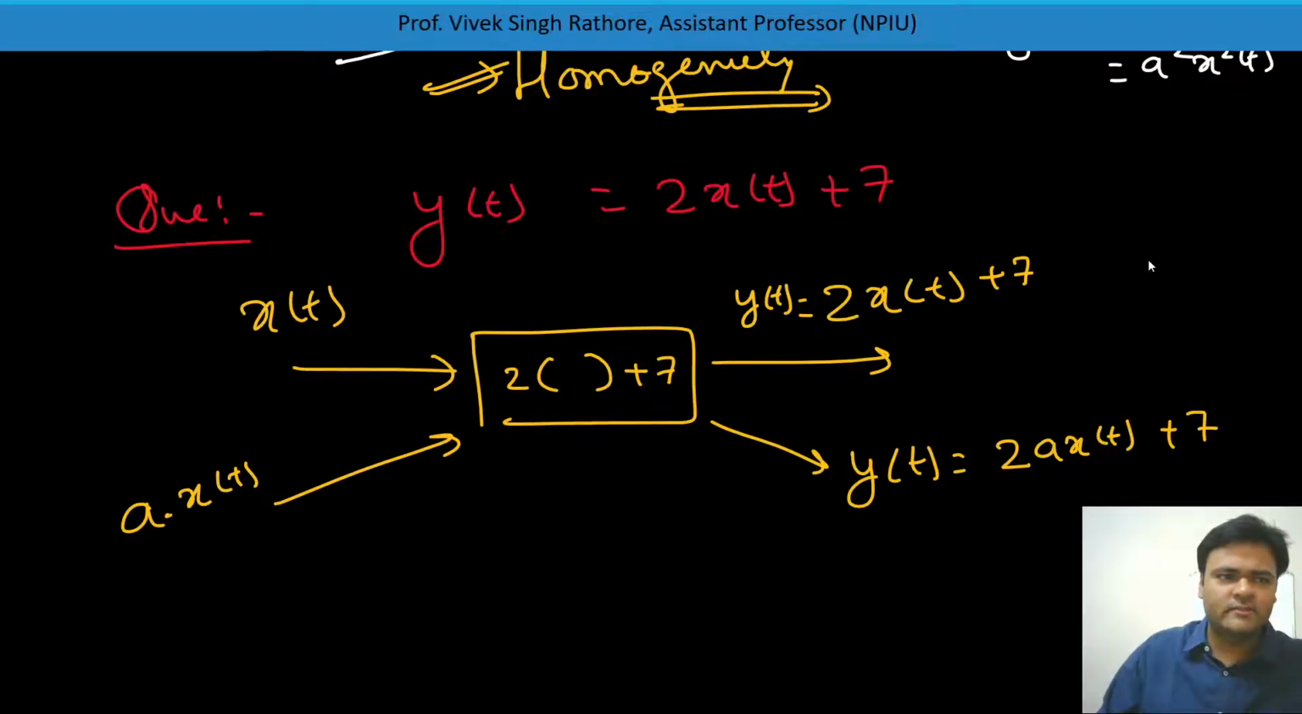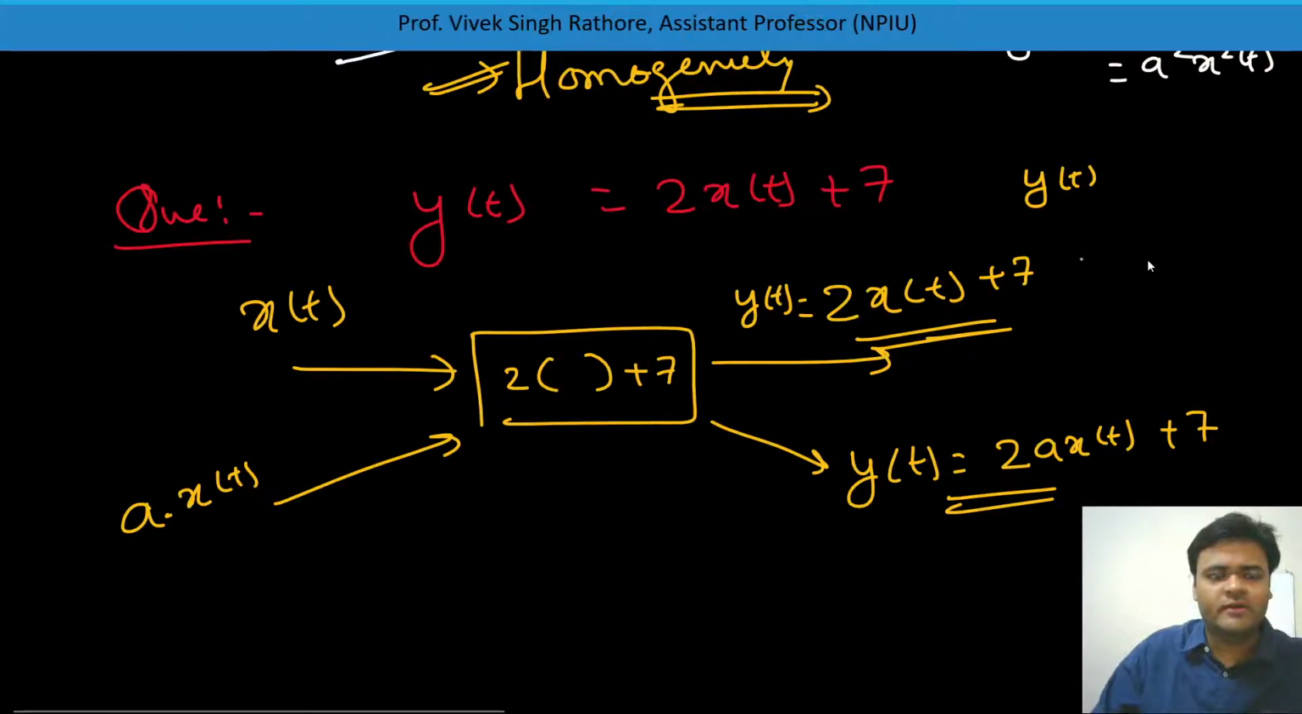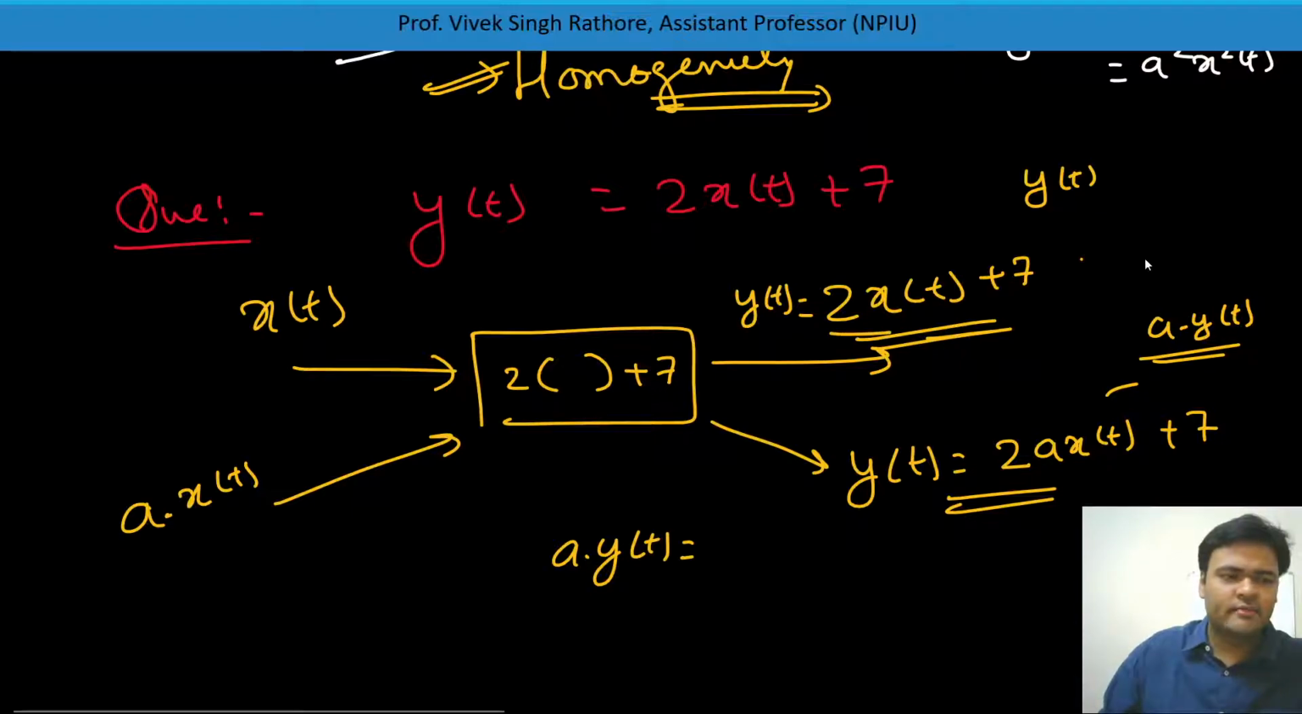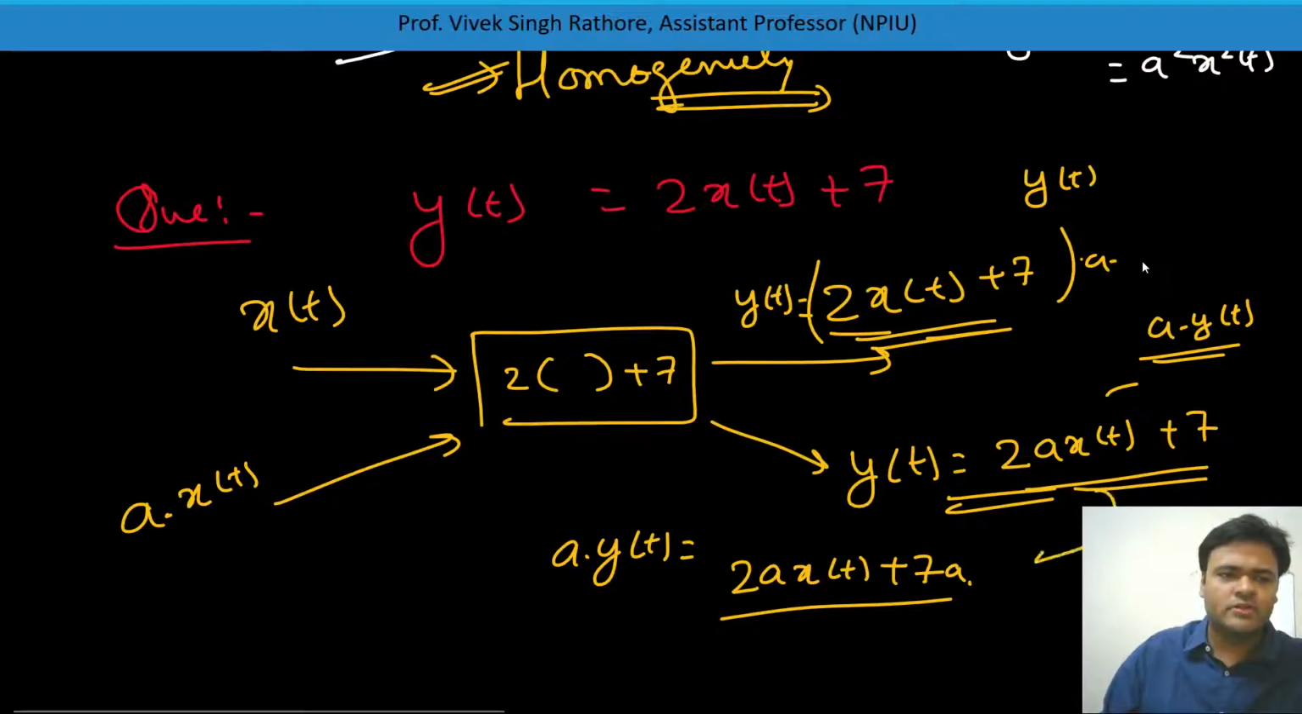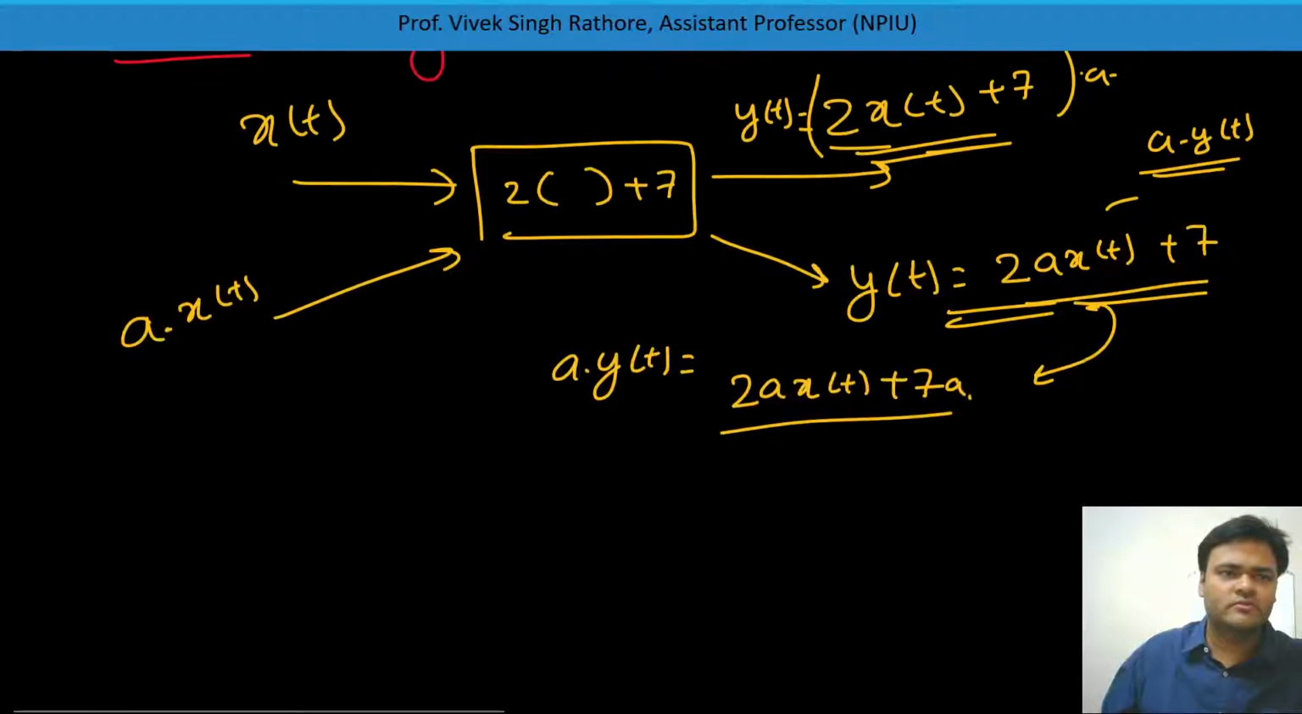So you can see, this should be equal to a into y(t) actually. Okay, so if you do a into y(t), you will get a multiplied, so 2a x(t) plus 7a, right? If you multiply here by a, you'll get this value, but you are getting the other value. So these both are not equal.